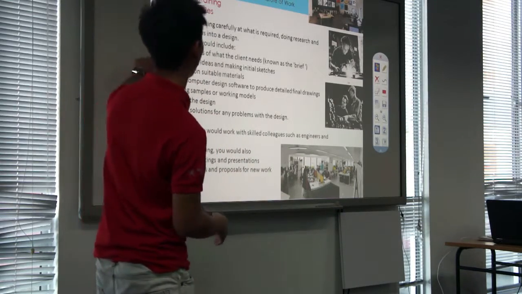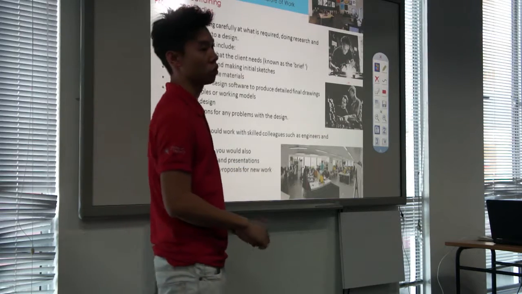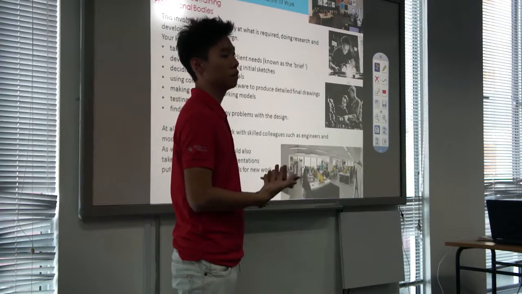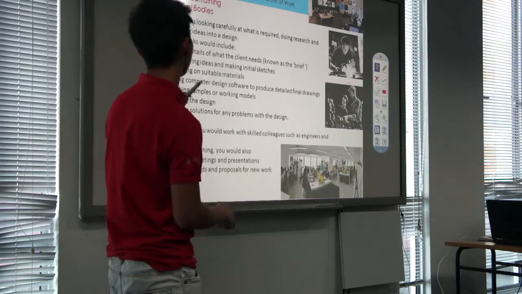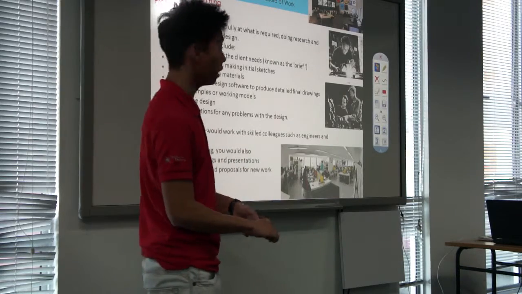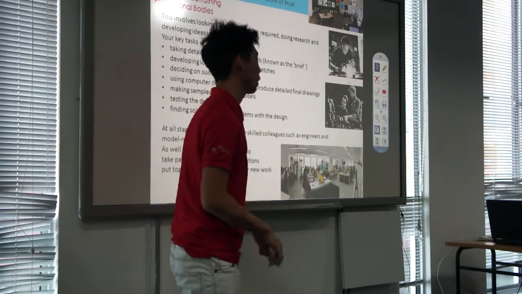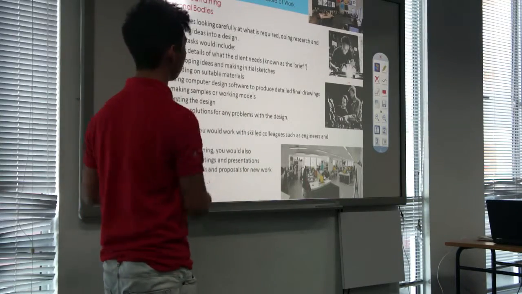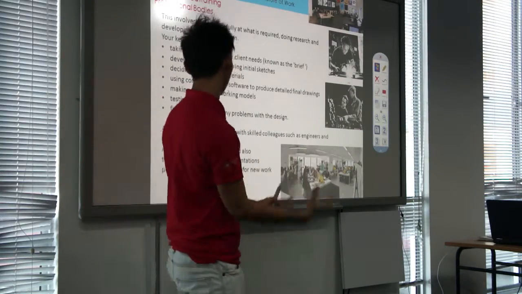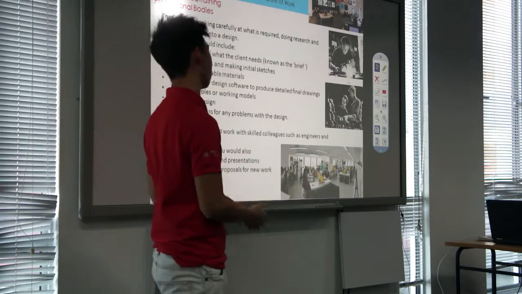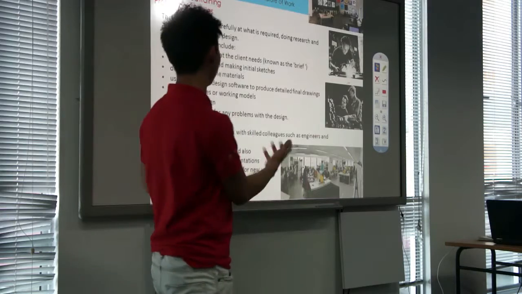After that, you'll have to decide on which material you want to use, which suits the client's need. And after that, you use computer design software, which is what Barbara talked about, the CAD, to produce detailed final drawings. After that, when it's okay, you make a sample of it, and when there's a prototype, you can actually test it, and if there's a problem, you solve the problem, until it's perfect.